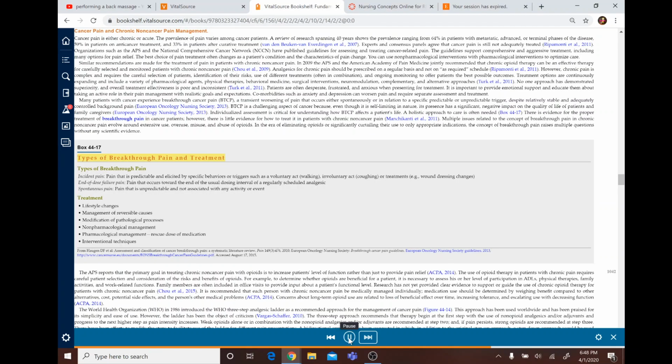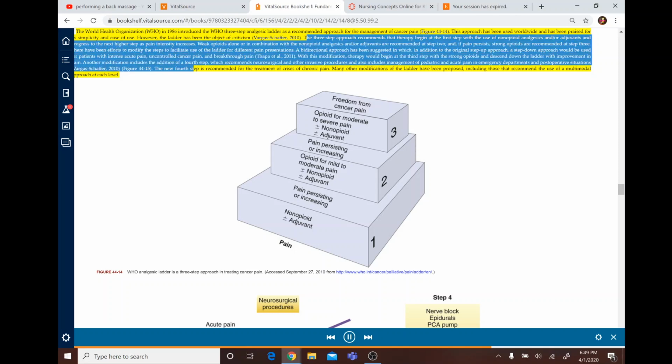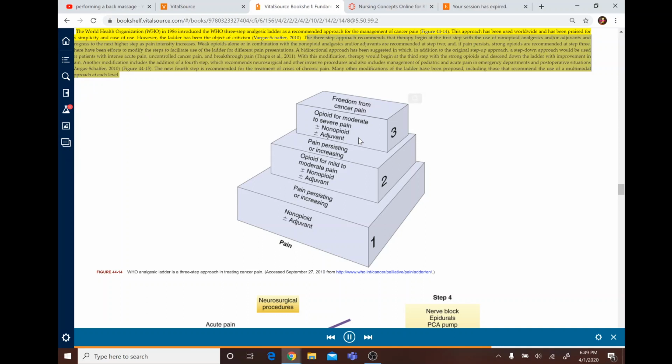Cancer pain exemplar. The World Health Organization, WHO, in 1986 introduced the WHO three-step analgesic ladder as a recommended approach for the management of cancer pain, figure 44-14. This approach has been used worldwide and has been praised for its simplicity and ease of use. However, the ladder has been the object of criticism, Vargas-Schaffer, 2010.